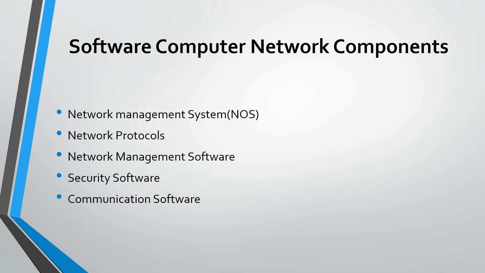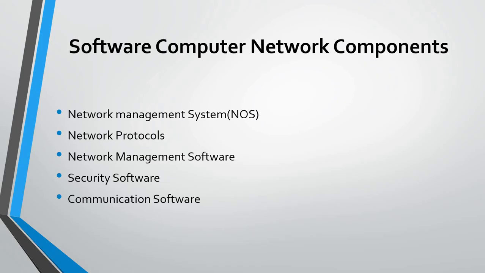The next is software computer network components. There are many software components available, like network management system, network protocols, network management software, security software, and communication software. We will see in depth about each and every software component. First comes the network management system. It manages the network resources, users, data and devices. Example, Windows Server, Linux like Ubuntu Server, etc.